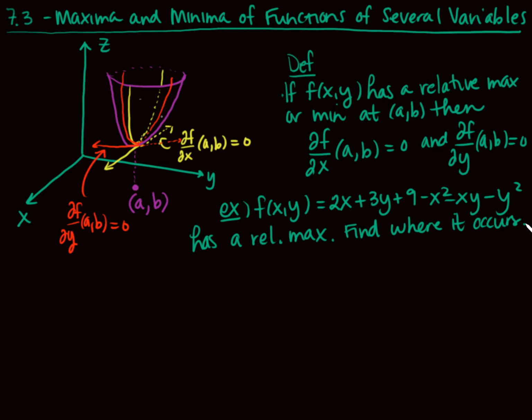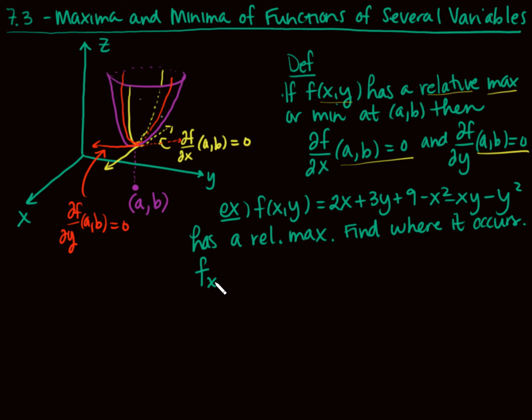So if I want to find where the max occurs, I know from above that if it has a relative max, then it must occur at a point where the partials are 0. So that's what I'm going to look for. I'm going to take the partials. Remember, this is shorthand for the partial with respect to x. I'm not exactly sure why your book doesn't use it, but you're welcome to use this notation, and if you look online about partial derivatives, you may see notation like this.